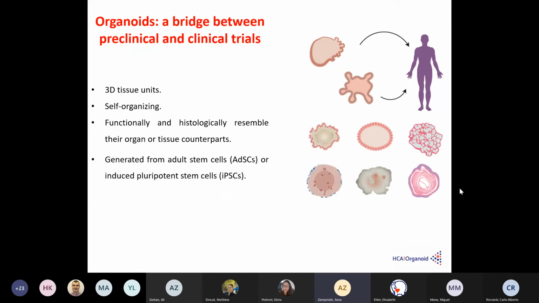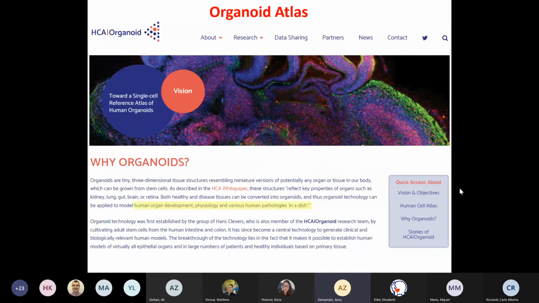So what are organoids? They are 3D tissue units. They are self-organizing, and functionally and histologically, they resemble the organ or tissue counterpart. They can be generated from adult stem cells or induced pluripotent stem cells. Now, the European Union also saw value in this technology and invested in the Organoid Atlas initiative.